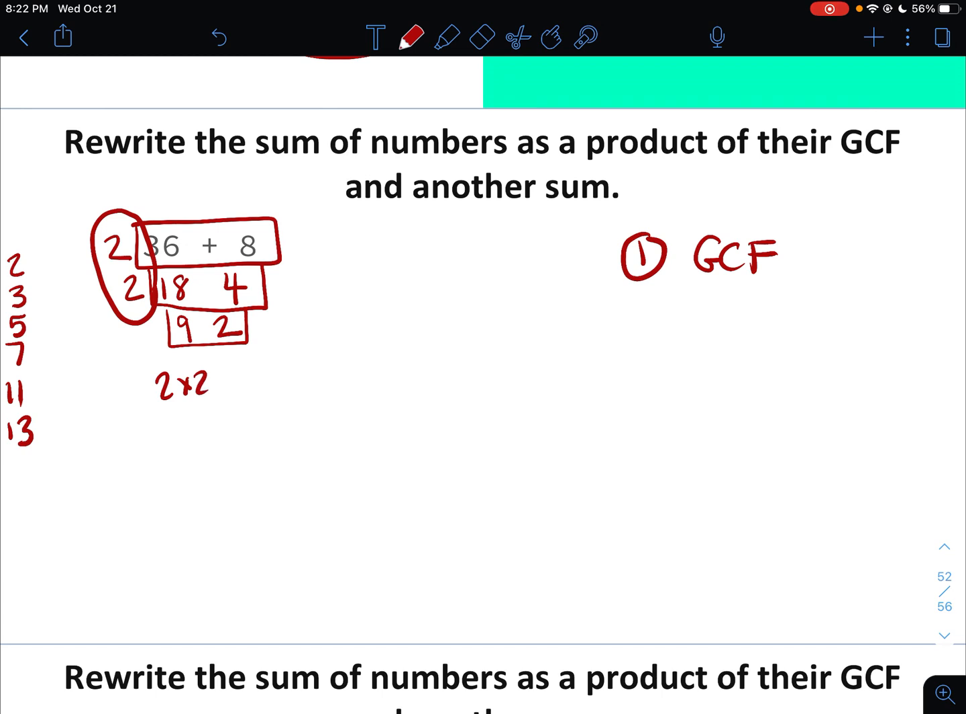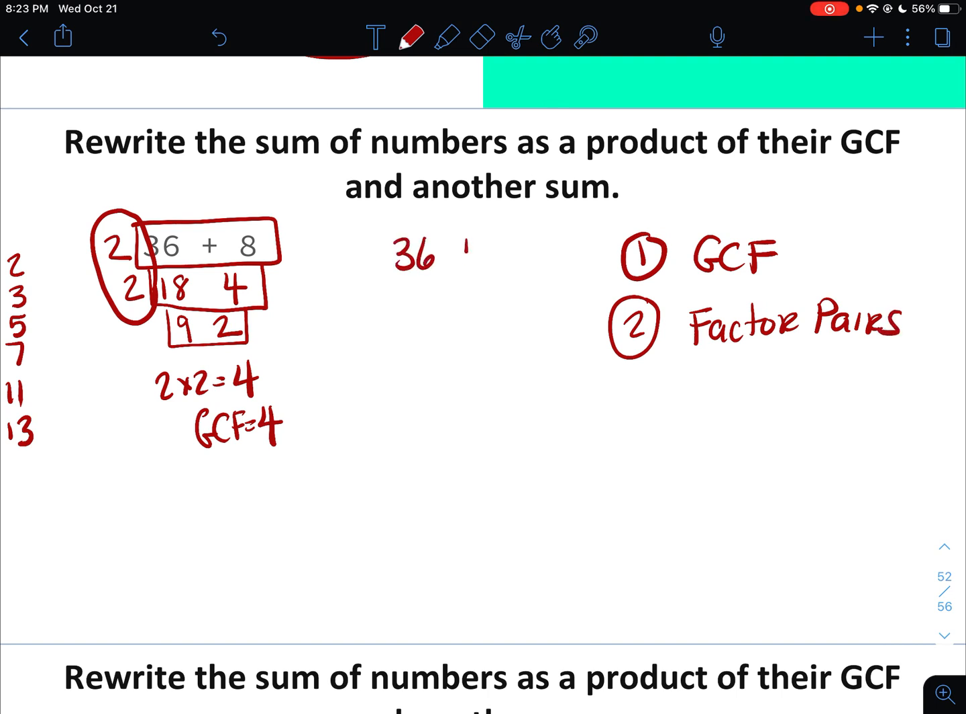So 2 times 2 is 4. So there's my greatest common factor of 4. Once you have the greatest common factor, your next step is to write the factor pairs for the two numbers you're adding together. So 36 plus 8. Don't forget you need to use the greatest common factor in your factor pairs.